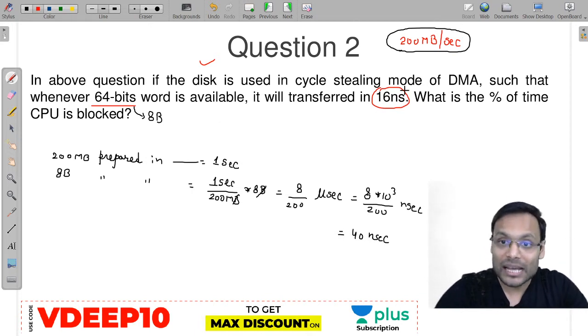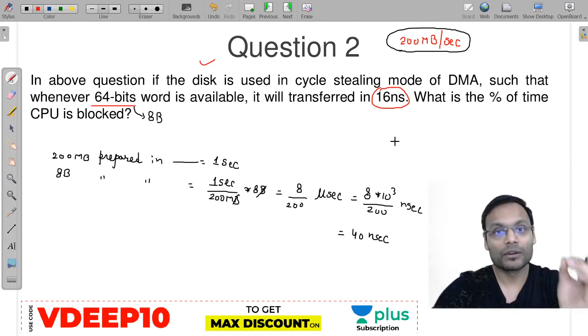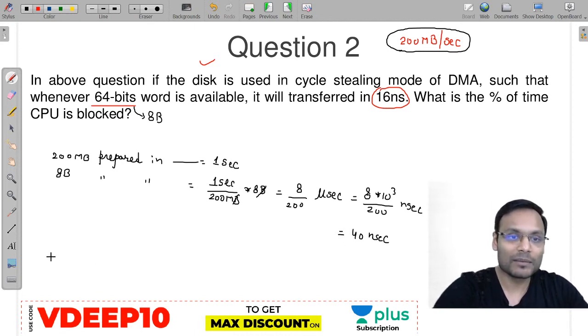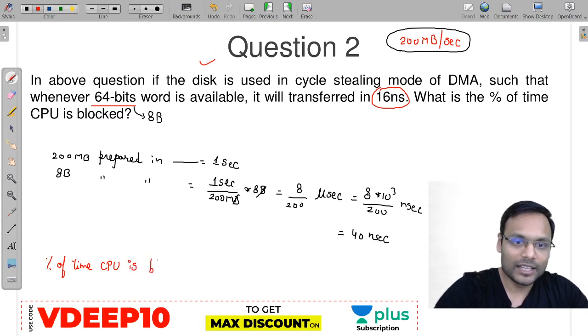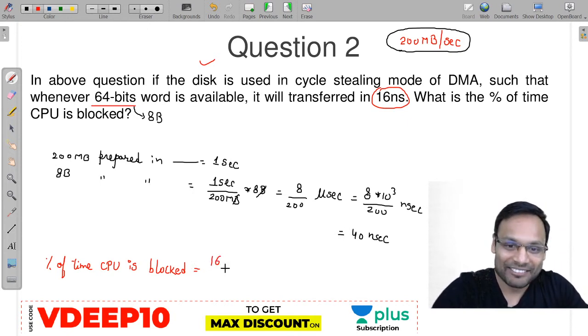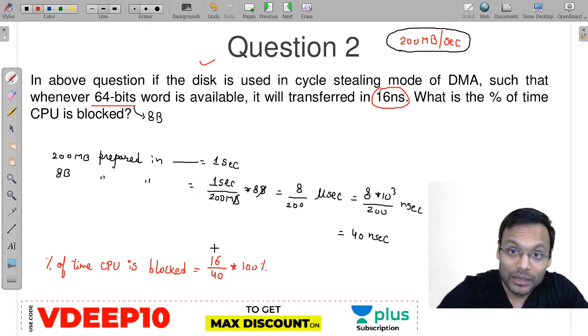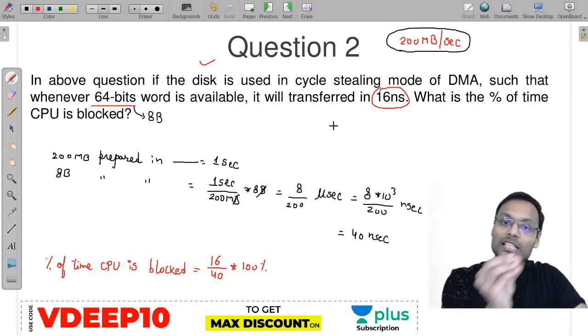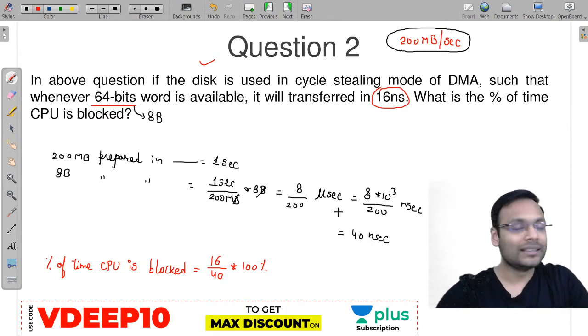Now to transfer, how much time is required? 16 nanoseconds. If 16 nanosecond is the transfer time, during the transfer, the bus is used. Yes, CPU is blocked, of course. Then how much percentage of time CPU is blocked? Percentage of time CPU is blocked is equal to 16 divided by 40 into 100%. Why did I write this? Transfer time. In that particular time, the bus is used by the DMA controller, hence CPU is blocked. During the preparation time, CPU is not blocked.